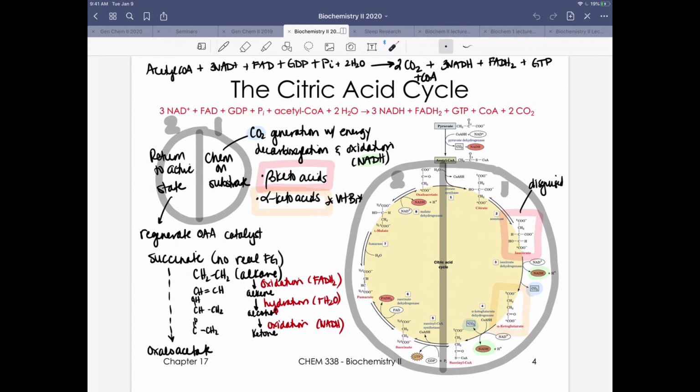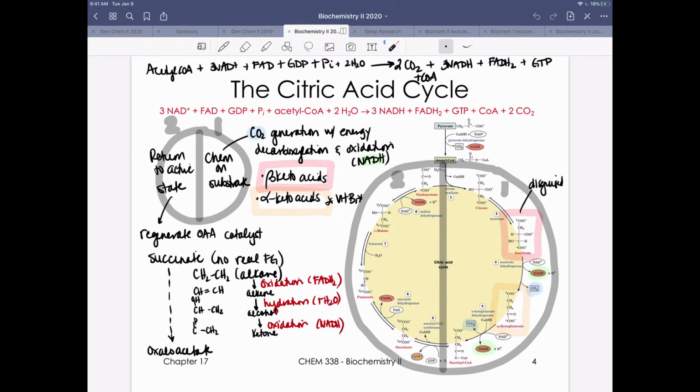Some things that we'll highlight again once we go through the details of each of these metabolic steps is when we see oxidation of alkanes to alkenes, we tend to see FADH2 being helpful in that chemistry. And when we see oxidation of alcohols to ketones or the reverse of that, that tends to be the incorporation of that vitamin B3, that niacin as NADH.